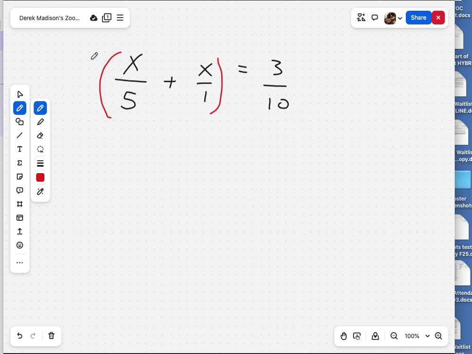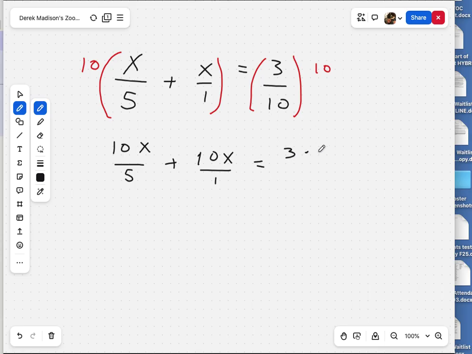So 5 and 10, they both go into 10, so that's my LCD in this case. So here, let me write out the step, and then I'll shortcut it after I write it out so I can point at it. So let me start here at 10 times x over 5, and I'll make that a 2 in just a second. 10 times x right there would give me 10x over a 1. That doesn't really matter. And this side, again, these 10s would cancel, but I'll write it as 3 times 10 over 10, just so I can kind of show you the canceling. So here, 5 goes into 10 twice, so that's really just a 2x.